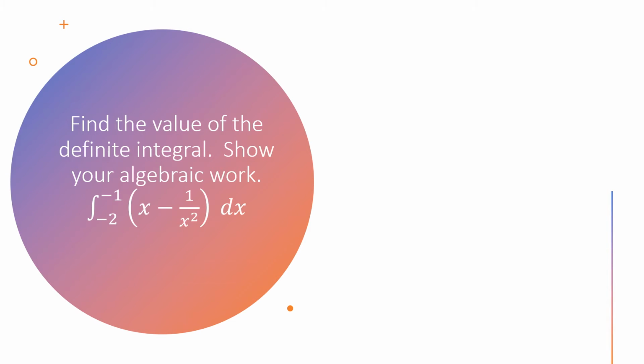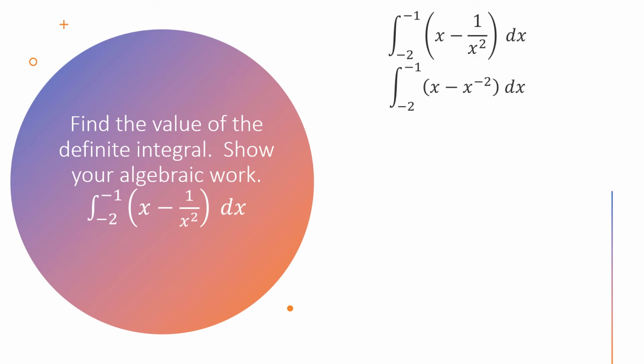Next, we have the integral from -2 to -1 of (x minus 1) over x squared. Once again, I'm going to rewrite this integral just to make it a little bit easier. So I have x minus x to the -2. Then I'm going to integrate it. So I get x squared over 2 minus x to the -1 over -1 from -2 to -1.